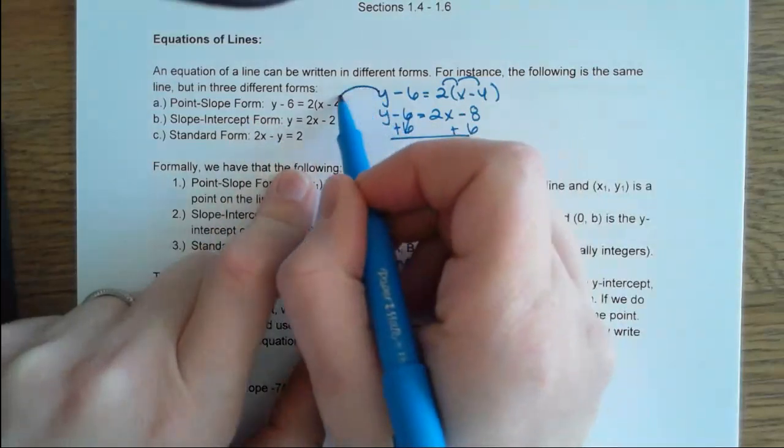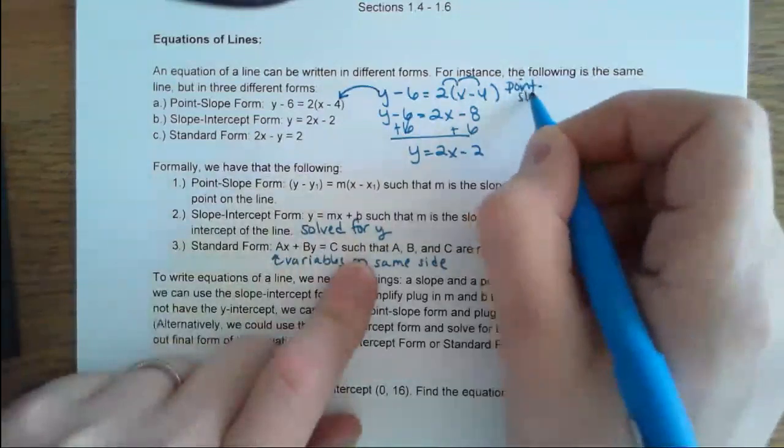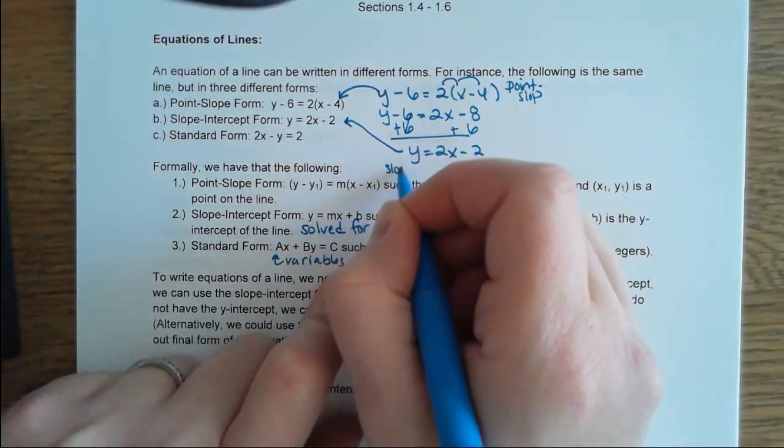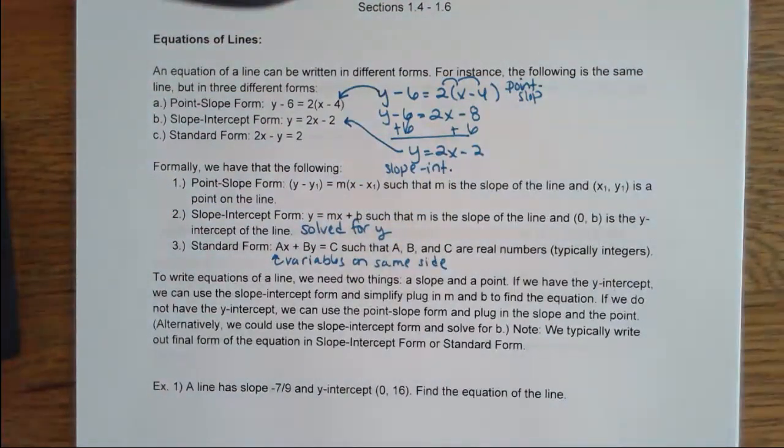So here is the first form, right? This is your point slope. And then now we simplify to be in the second form, which is our slope-intercept. So these are the same exact line. They just look a little bit different.